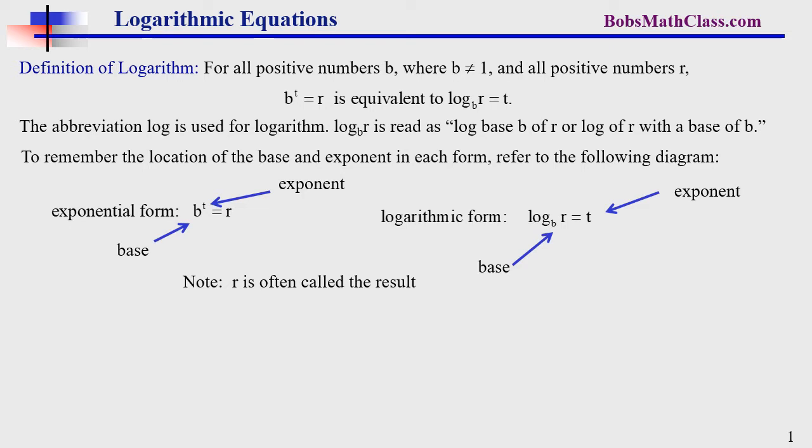So we have this diagram. To the left we have exponential form. That's b to the t equals r. And on the right we have logarithmic form. Log of r with a base b equals t. Same letters. B stands for base. The letter t is the exponent. I use the variable r here, so sometimes I'll call that the result, because that's the result of b to the power t.